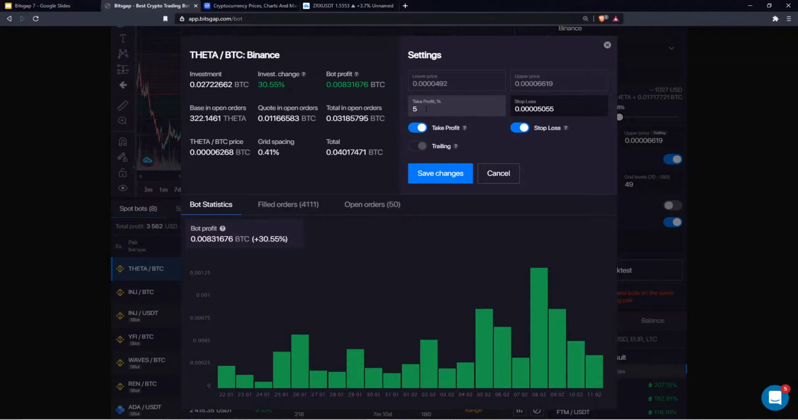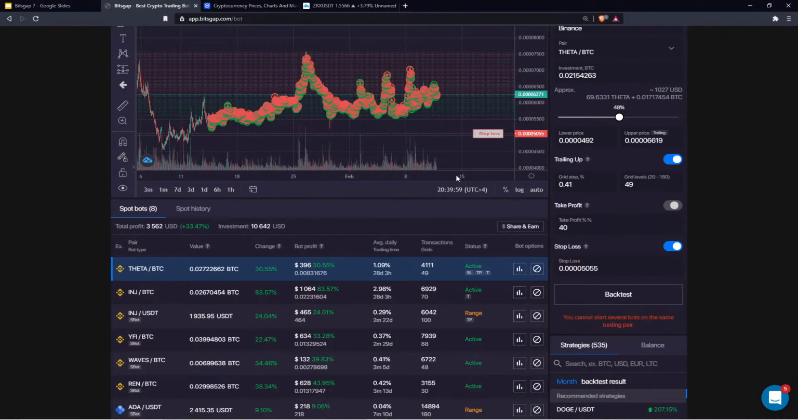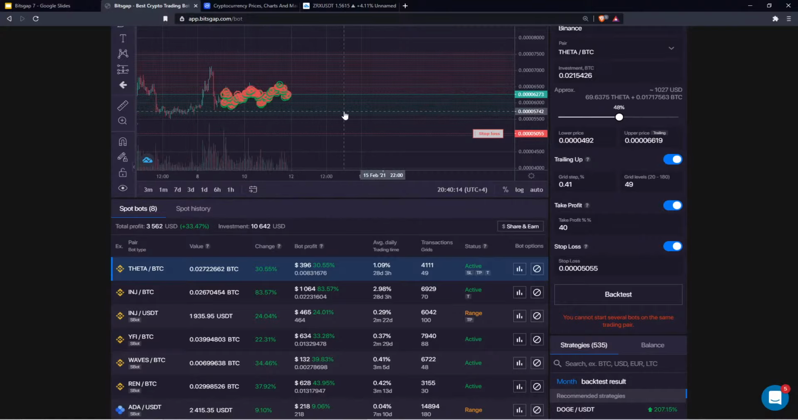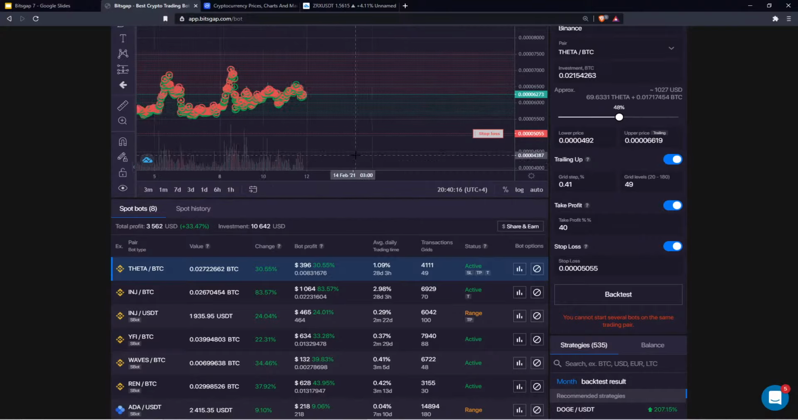So let's say as soon as it reaches 40%, it will automatically sell all of the base currency. Right now it's 30%. As soon as it reaches 40, it will just sell all the base currency and it will cancel all of the open orders in this case.